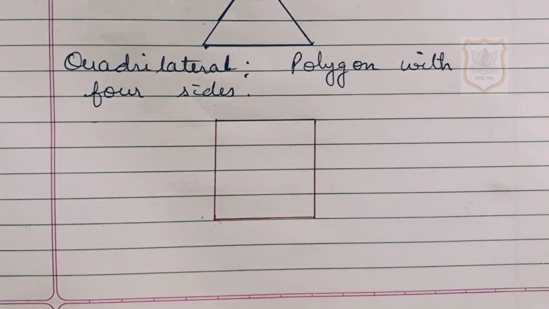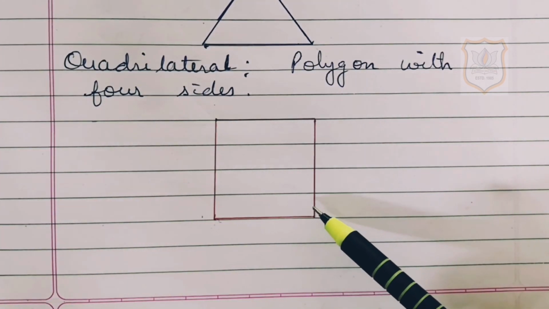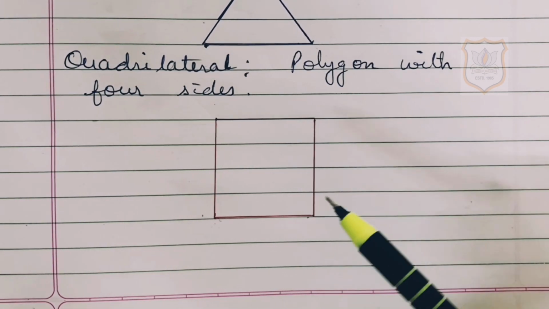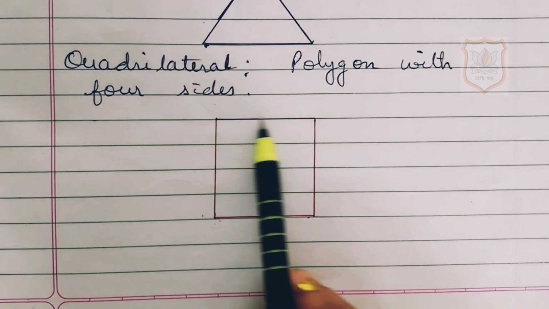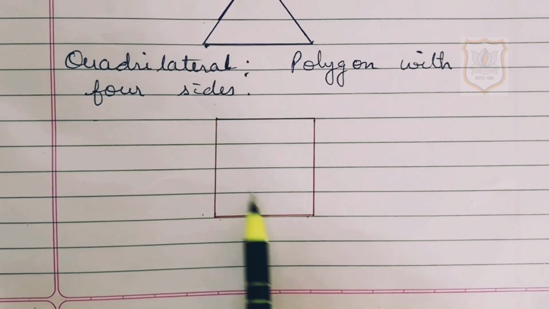Next is quadrilateral. A polygon with 4 sides. Students, here you can see polygon means a closed figure which is made up of 3 or more line segments. This is a closed figure and it has 4 sides. 1, 2, 3 and 4. So the name of this polygon is quadrilateral.